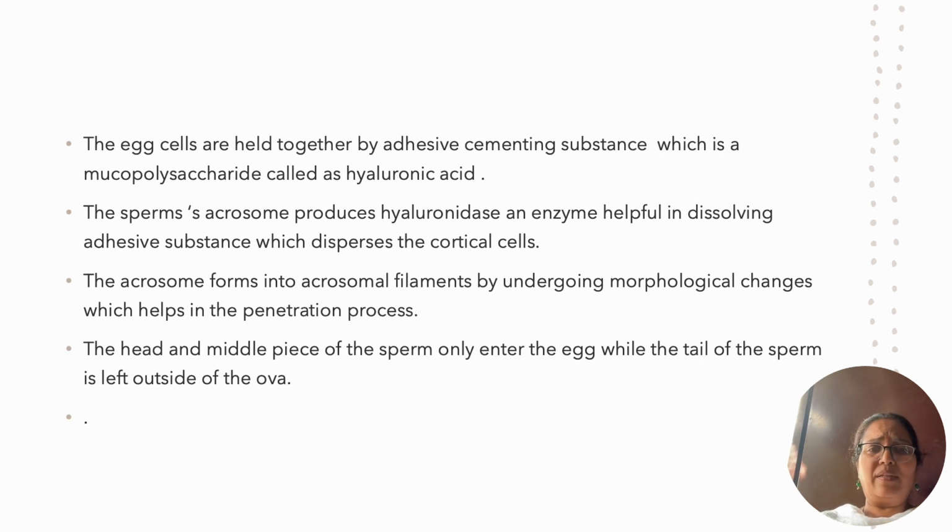The cells are held together by an adhesive cementing substance, which is a mucopolysaccharide called hyaluronic acid. The sperm's acrosome produces hyaluronidase, an enzyme helpful in dissolving the adhesive substance, which disperses the cortical cells. The acrosome forms acrosomal filaments by undergoing morphological changes, which help in the penetration process. The head and middle piece of the sperm only enter the egg, while the tail of the sperm is left outside the ova.